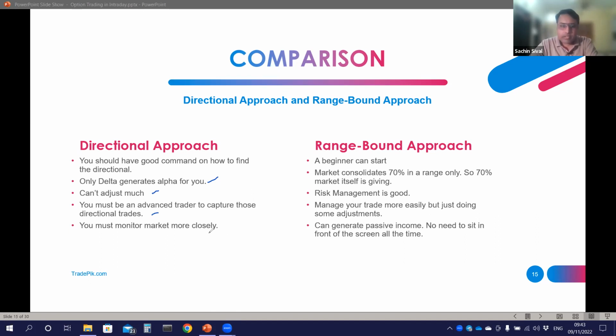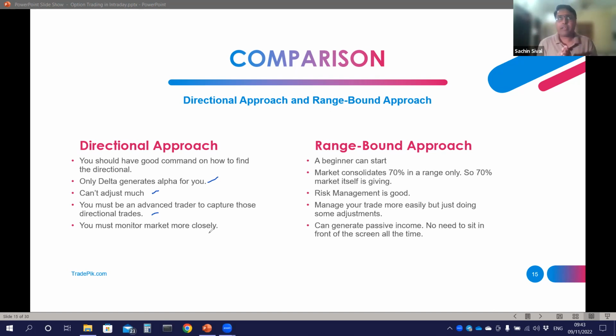You must monitor market moves very closely. You have to track a lot of things to capture that move. You should know about all the news, global and domestic, and check the overall market view. So you have to be more aggressive, and you require more time. You have to spend more time on research to find those trades.